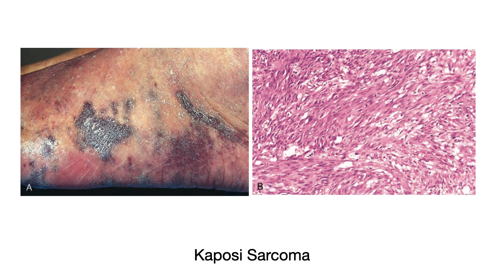This is a locally aggressive tumor that in its endemic form is usually found in the African American population. Some forms are associated with HHV8. These tumors are characterized by spindle cells that show moderate degrees of atypia. They tend to form slit-like spaces.